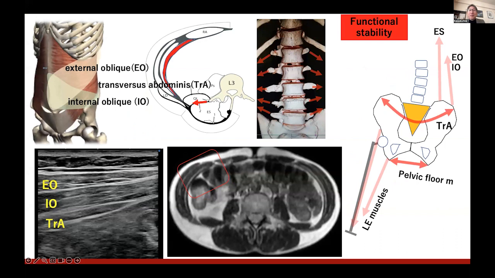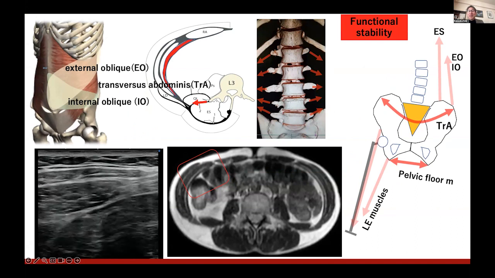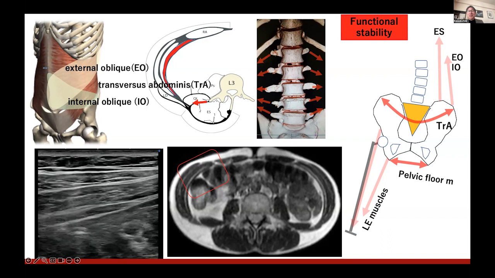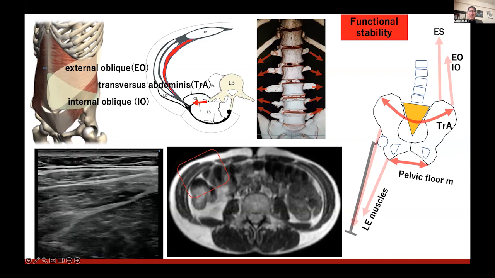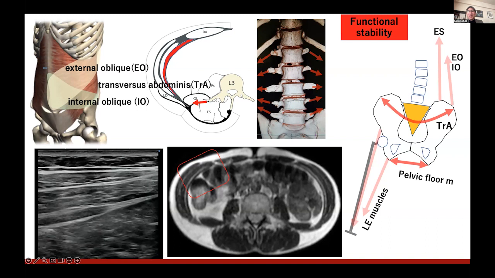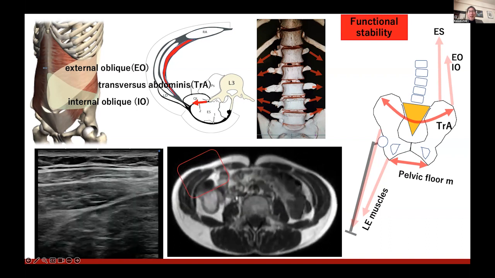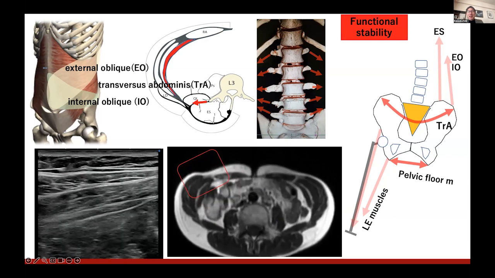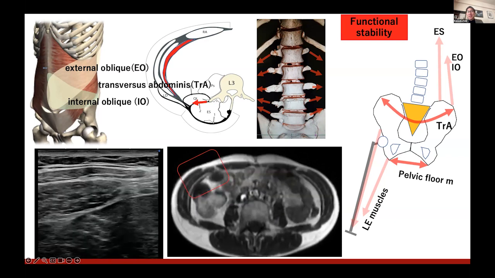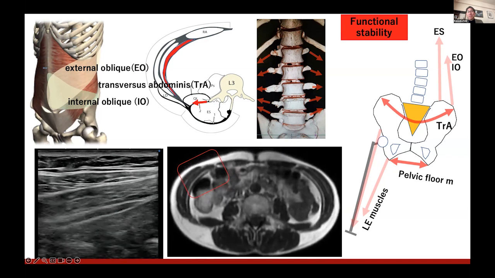There are three trunk lateral abdominal muscles as shown by Dr. Morito: the external oblique, the internal oblique, and the transversus abdominis muscles. The transversus abdominis muscle, TRA, attaches to the transverse process of the lumbar spine via fascia, and its contraction provides functional stability of the lumbar spine. The left image is an echo image, and the right is a kinematic MRI image.